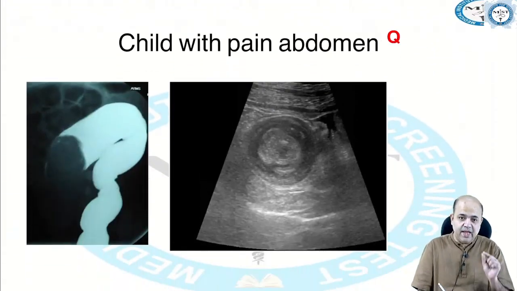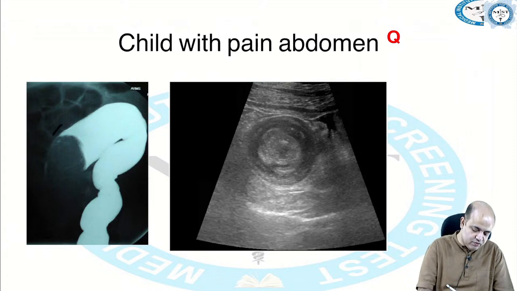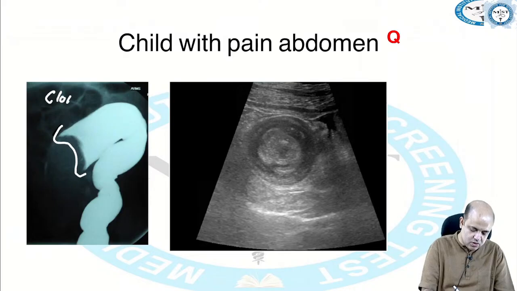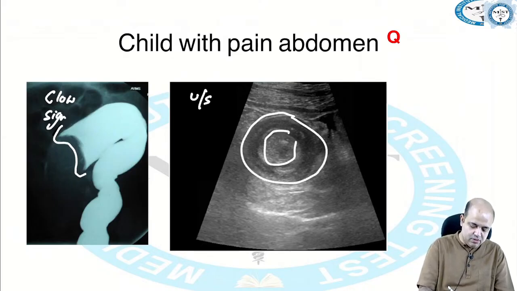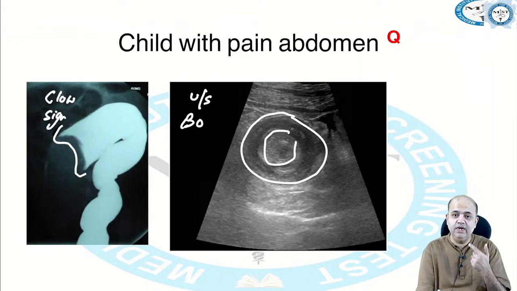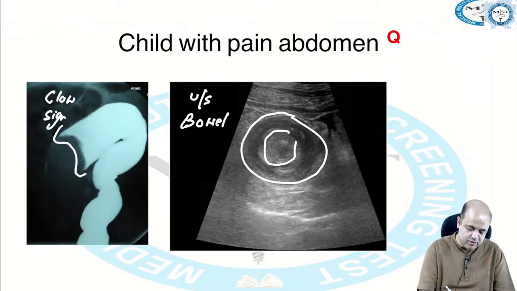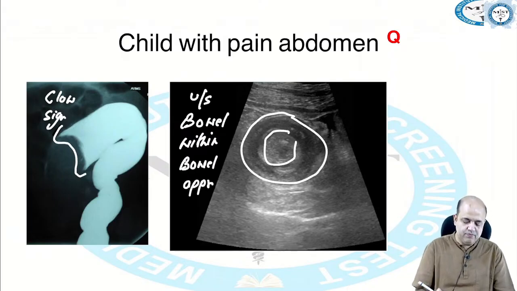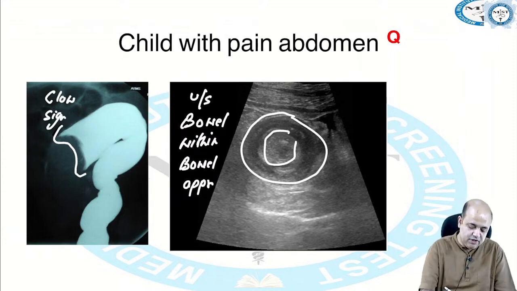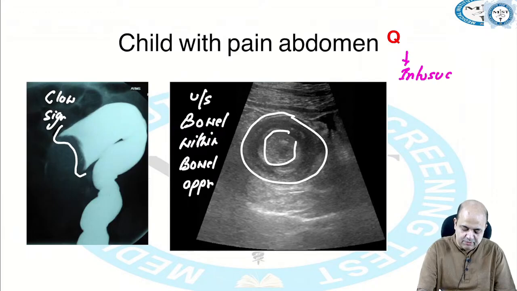Child with pain abdomen and barium enema has been done. What do we see over here? We see there is a claw sign. In the ultrasound image, what do we see? We see the bowel within bowel appearance, or the double bowel appearance. This is seen with intussusception.